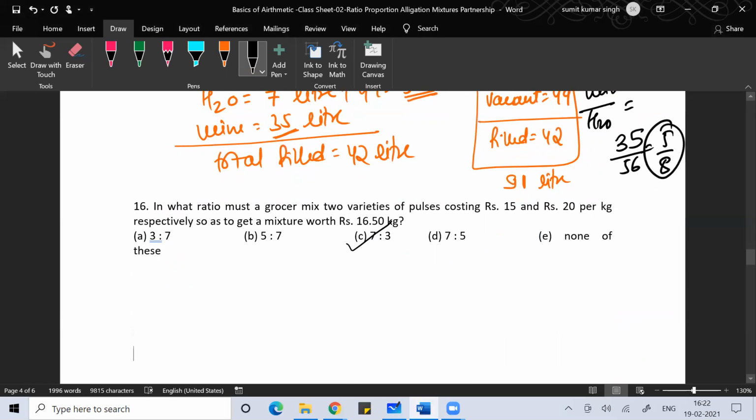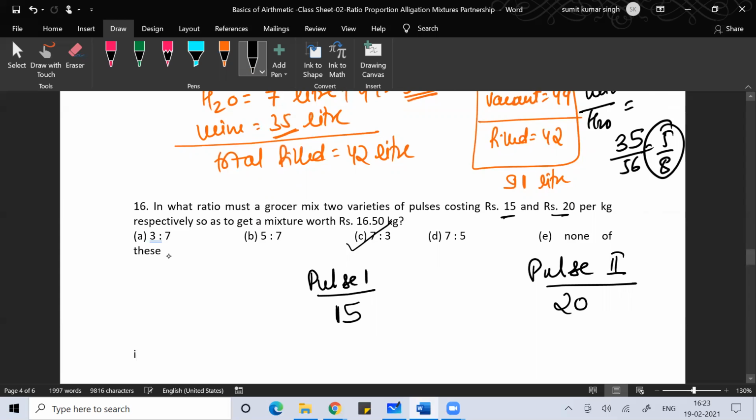So the next question, question number 16. In what ratio must a grocer mix two varieties of pulses? So two types of pulses are there, pulses 1 and pulses 2, costing 15 and 20.